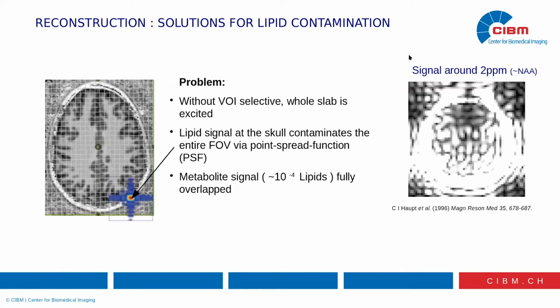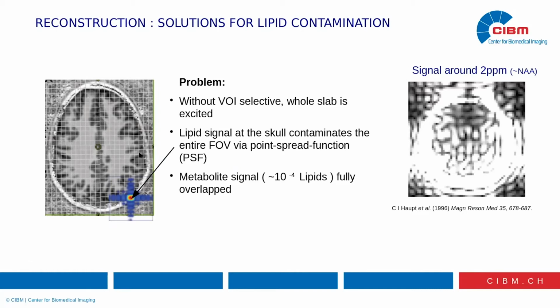Now, remember, in the acquisition scheme, there is no volume selection anymore. There is no box inside the brain that we measure. We acquire the entire slice. For instance, on the left here, we would excite the entire slice of this brain, meaning all the brain, of course, that we are interested in, but also the lipid located close to the skull. And that's a problem, because the signal of the lipid, represented here by this point spread function, will leak inside the brain.